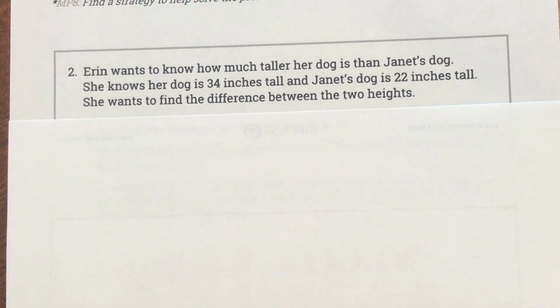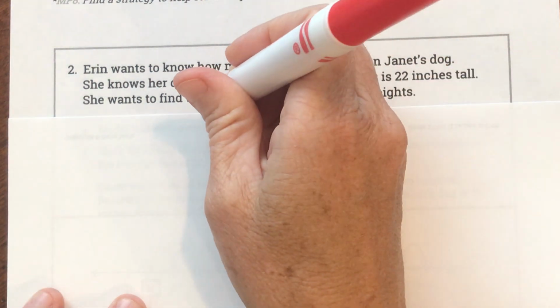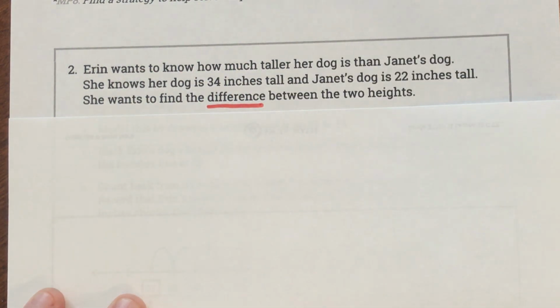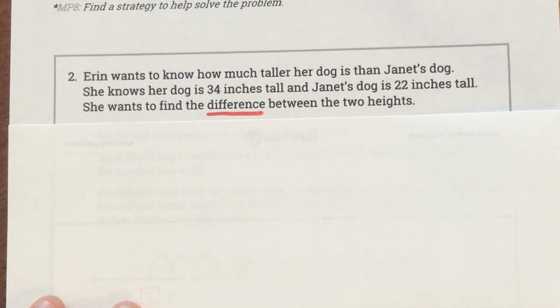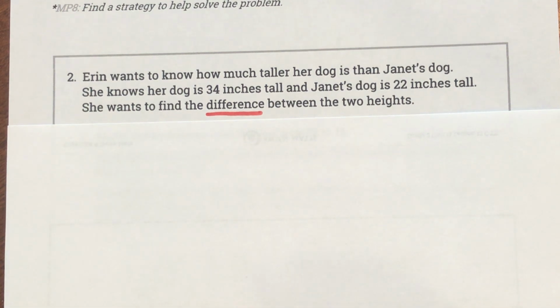Erin wants to know how much taller her dog is than Janet's dog. She knows her dog is 34 inches tall and Janet's dog is 22 inches tall. She wants to find the difference between the two heights. Okay, so the difference tells us we're going to be using subtraction. And what are my two things I'm going to be comparing?